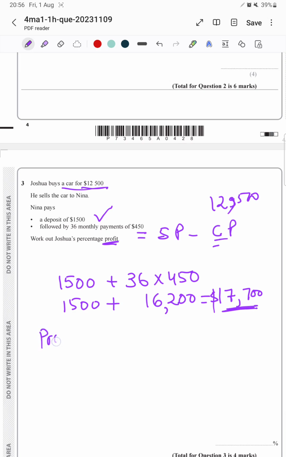So we will find out how much is the profit. Profit is 17,700 minus 12,500. So this is going to be 5,200 as a profit.